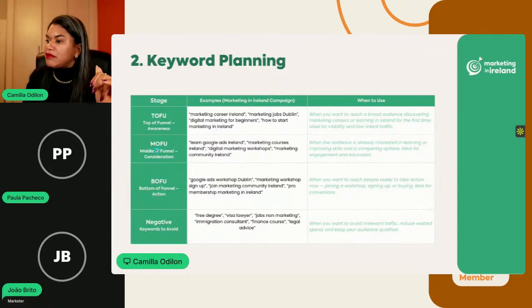And then the MOFU, the middle funnel, is when the audience is already interested in learning or improving skills or doing something specifically. So: Learn Google Ads Ireland, Marketing Course Ireland, Digital Marketing Workshops, Marketing Community Ireland. They have a little bit more intent. And the BOFU, the bottom funnel, is when you want to reach people ready to take action now. So: Google Ads Workshop Dublin, Marketing Workshop Sign Up, Join Marketing Community Ireland, Pro Membership Marketing Ireland. This is just examples, okay?